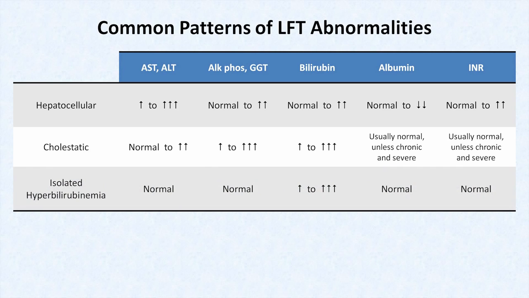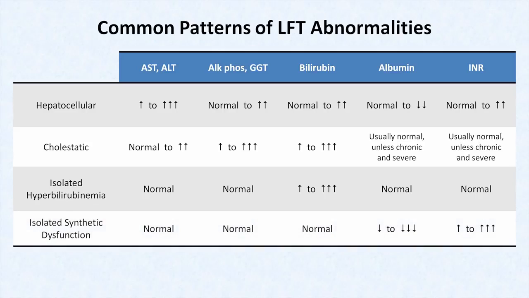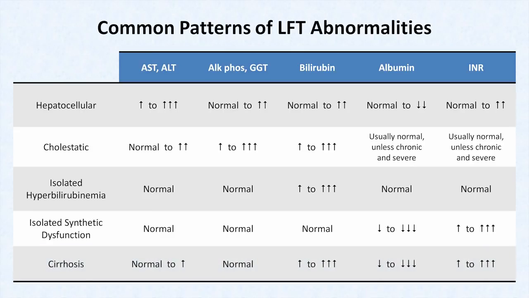In isolated hyperbilirubinemia, as the name implies, the only abnormality is the bilirubin, and in isolated synthetic dysfunction, the only abnormalities are albumin and INR. Finally, in the cirrhotic pattern, the aminotransferases are often normal, but can be mildly elevated. ALK-Phos and GGT are typically normal, and bilirubin, albumin, and the INR are all quite deranged.